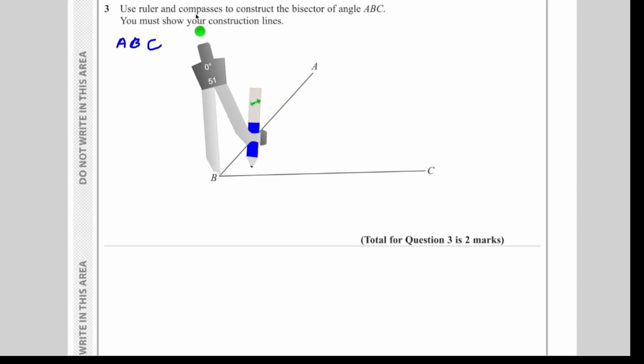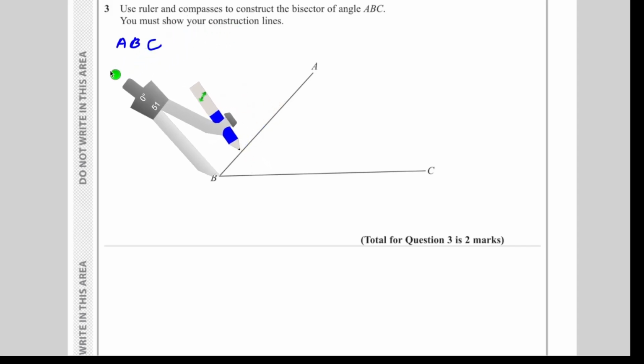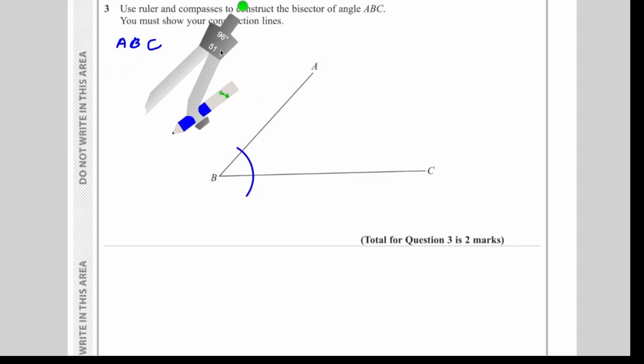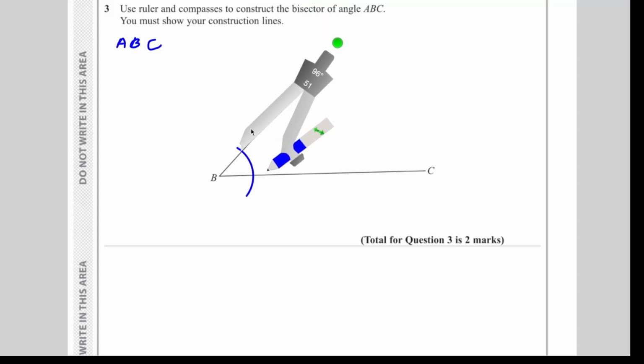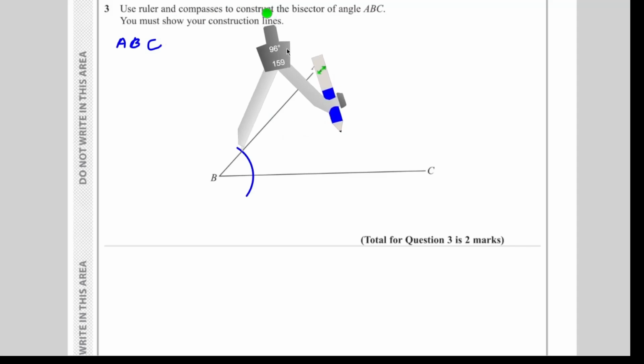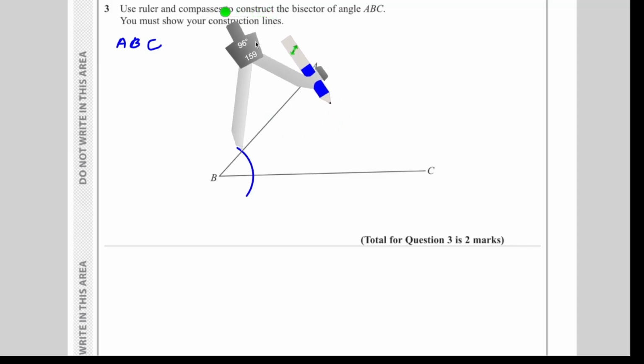Now I'm going to draw an arc. You can use any radius, any length. Draw an arc like this. After that, you can remove your compasses. Place this needle exactly where the arc intersected with this arm of the angle. After that, you can change the radius, and draw another arc anywhere, with any radius.